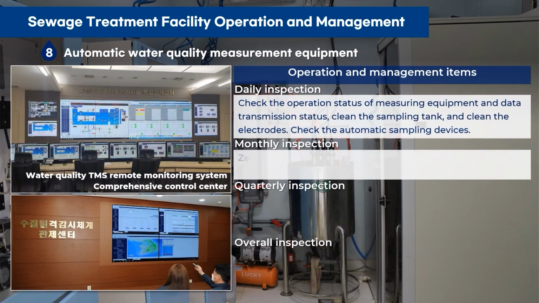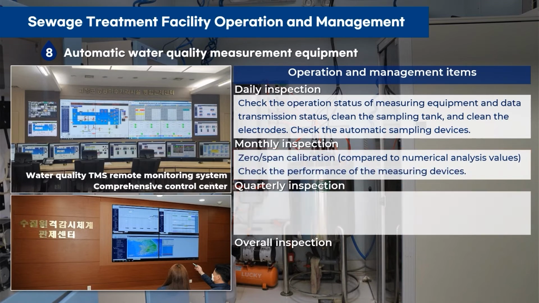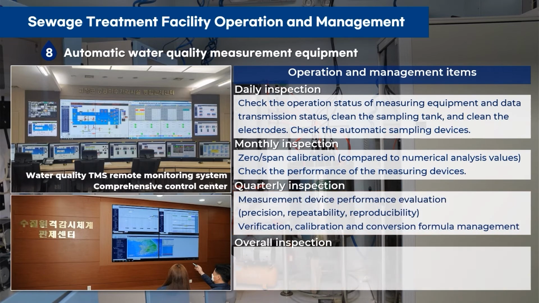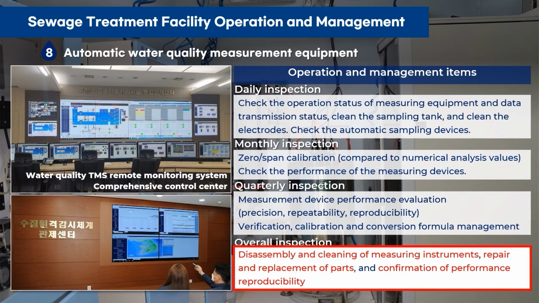As a monthly check, the zero/span is adjusted and compared with a numerical analysis to ensure the performance of the gauge. As a quarterly check, the performance of the gauge needs to be evaluated with respect to precision, repeatability, and reproducibility, and adjusted, and it should be managed with a conversion formula to allow for comparison of the concentration of pollutants in the water. Finally, as an overall check, it is necessary that the gauge be disassembled and cleaned, the parts be repaired or replaced, and the reproducibility of performance be checked in order to improve the operational efficiency of the automatic water quality measurement facilities.